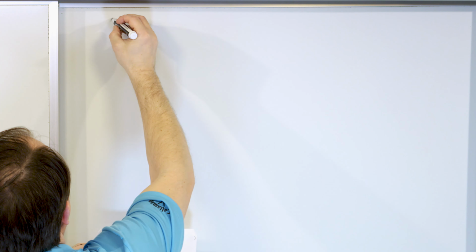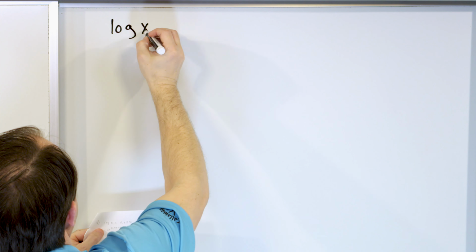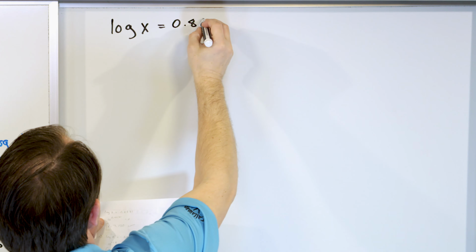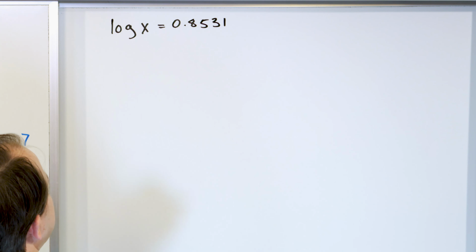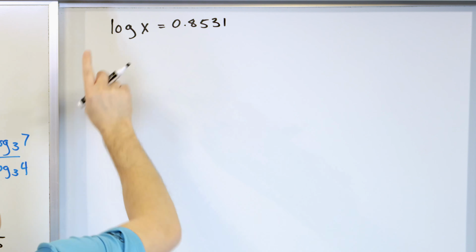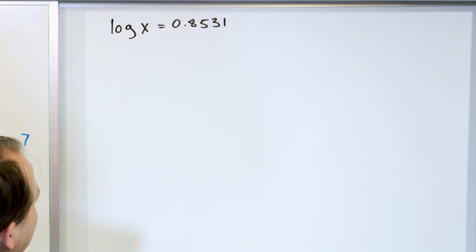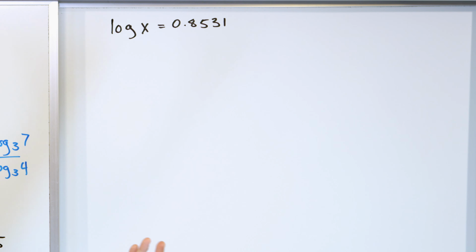So it's not a crazy long derivation. All right, let's say we have logarithm x equals 0.8531. Now, when you see logarithm of x and there's no base here, you need to assume it's base 10. You need to get used to that. When you don't see anything there, it means base 10. Now, how do I solve this?